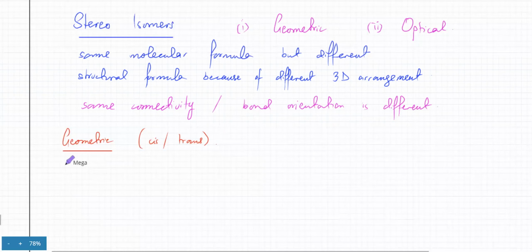The first thing I'm going to talk about is when does geometric isomerism happen? The first necessary thing is that a carbon double bond carbon has to be there. And the second thing is that each carbon in C double bond C must be bonded to two different groups.